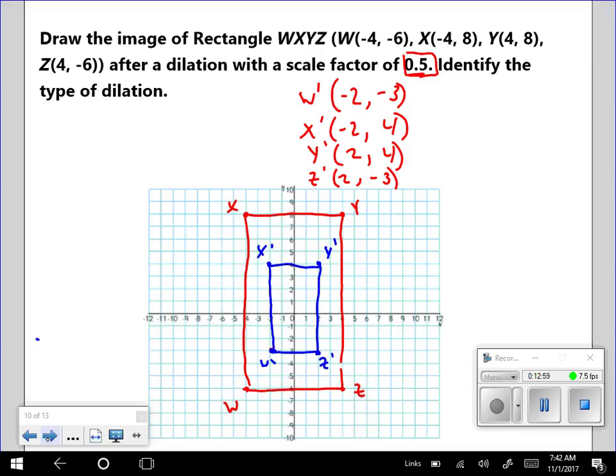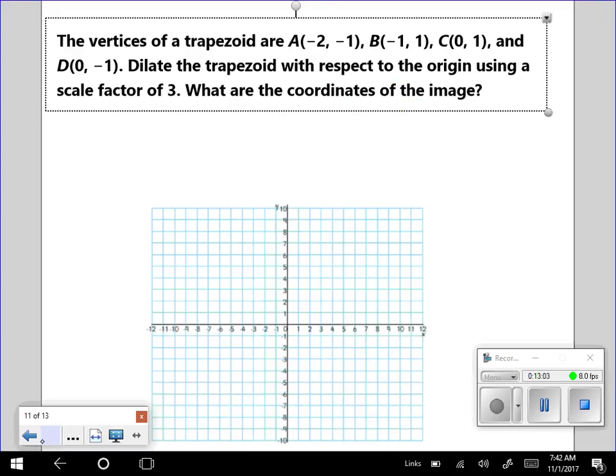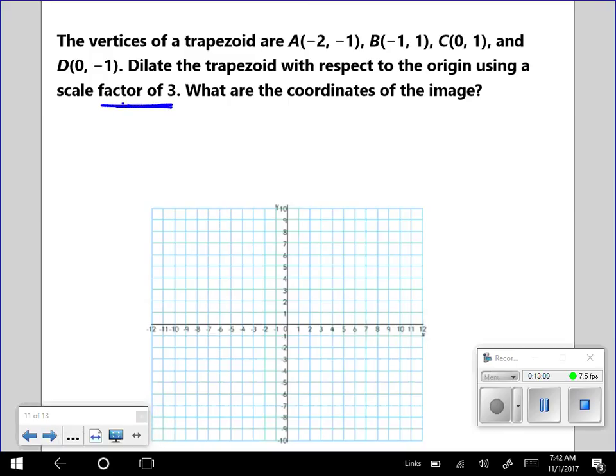Alright, so this is getting long. I'm going to have you try this one on your own. You're going to multiply by a scale factor of 3 here. Make sure you list out the coordinates of the image.